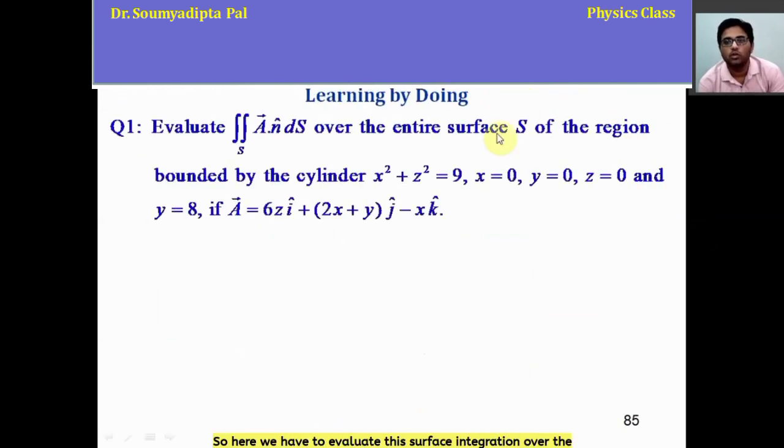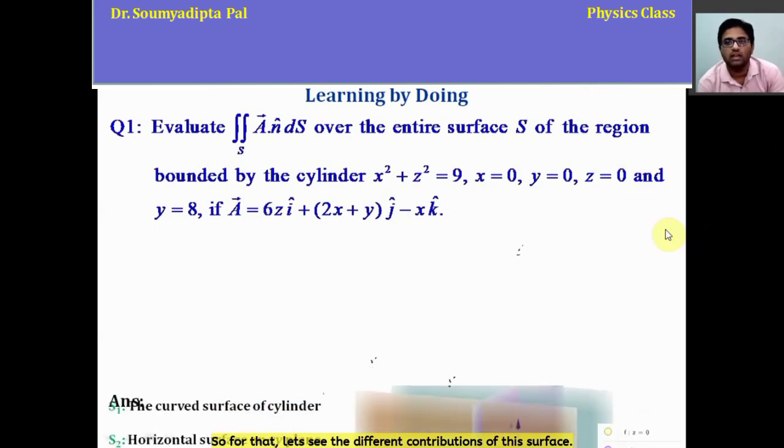Here we have to evaluate this surface integration over the entire surface S of a region bounded by the cylinder x square plus z square equal to 9, and the planes x equal to 0, y equal to 0, z equal to 0 and y equal to 8. And here the form of the vector field A is like this. First we have to understand how the entire surface S is formed here.